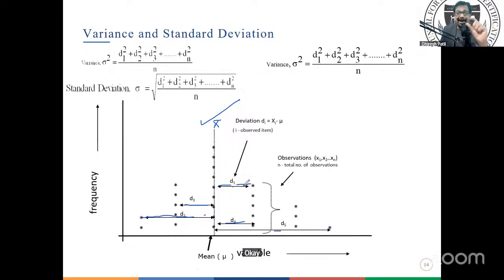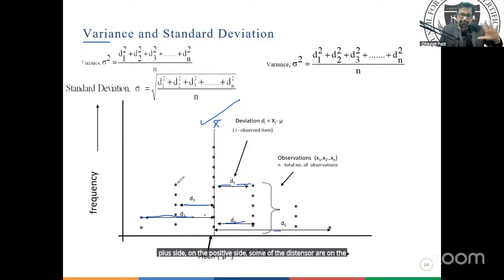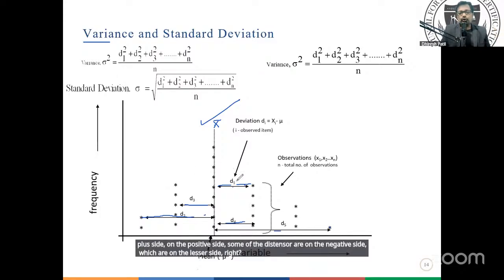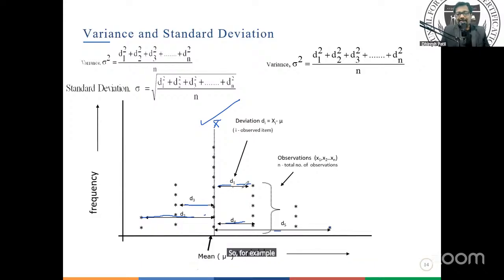But some of the distances are on the positive side, and some of the distances are on the negative side, on the lesser side. So for example, d1 might be plus 1, d3 might be minus 1. Are you understanding this? Just give me yes in the chat box.